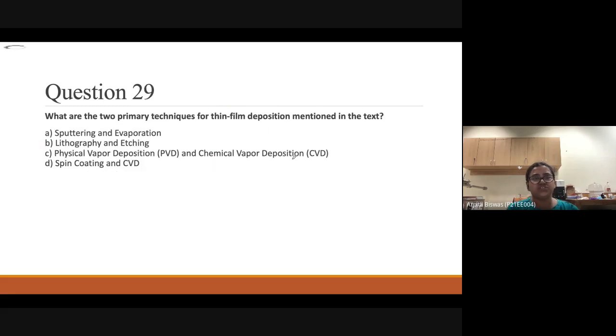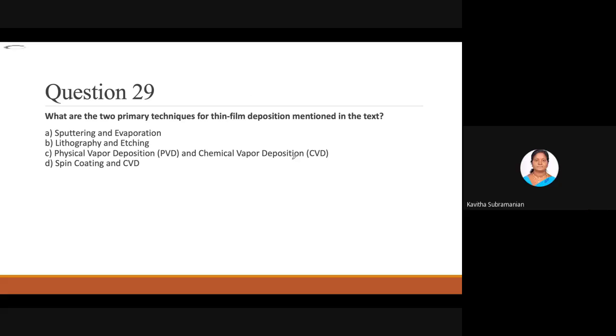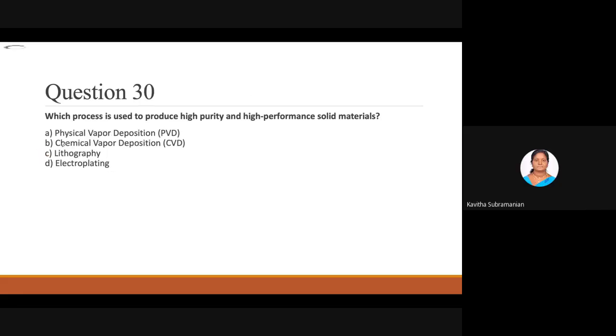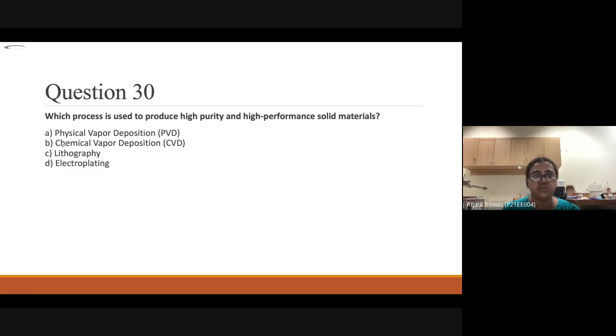Now moving toward question number 29. What are the two primary techniques for thin film deposition mentioned in the text? Sputtering and evaporation, lithography and etching, PVD and CVD, or spin coating and CVD? The favorite techniques for thin film deposition, CVD and PVD, ma'am. Yes, the right option is CVD and PVD. So this is question number 30.